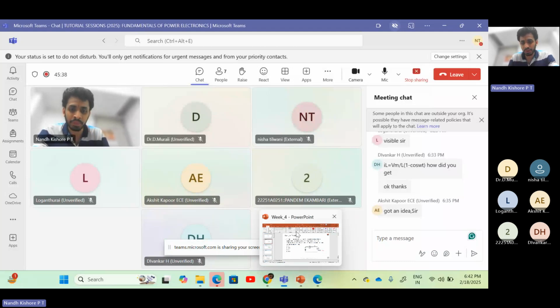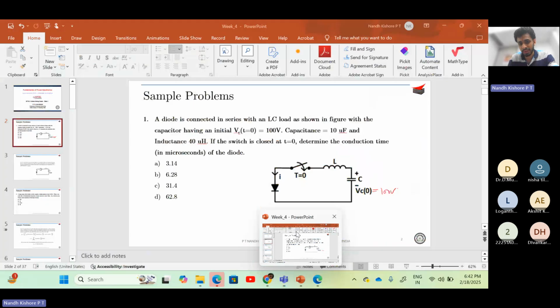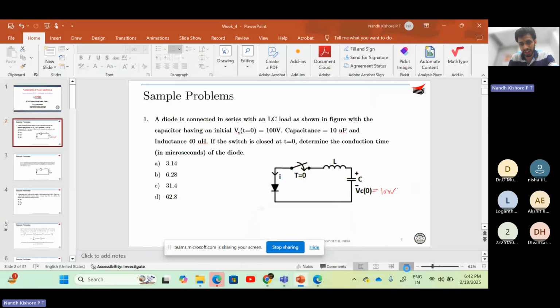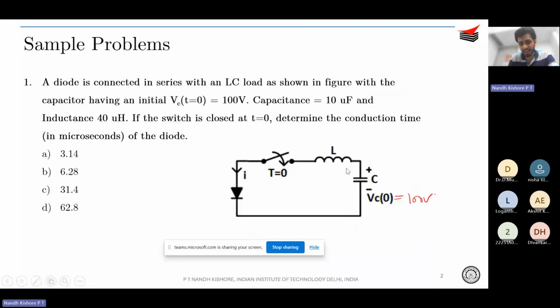So we go back to the circuit. Now you try to tell me, you have an L and a C. You forget about the diode right now. You have an L and a C, and it is also told that the capacitor has an initial voltage of 100 volts. So you can assume the initial voltage of the capacitor is a DC voltage source, and then you have an L and C connected, correct? Are you able to correlate it with the resonance that you learned previously?